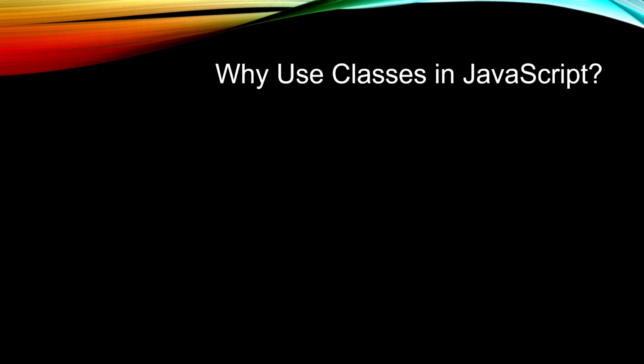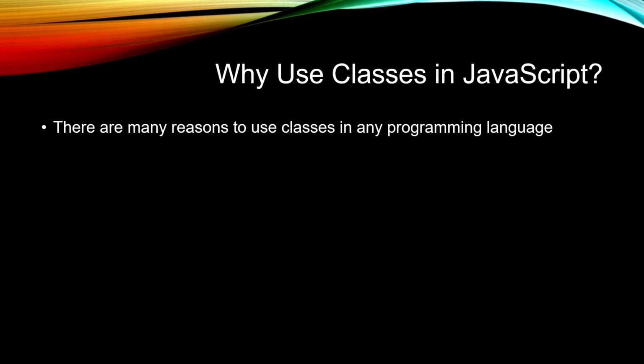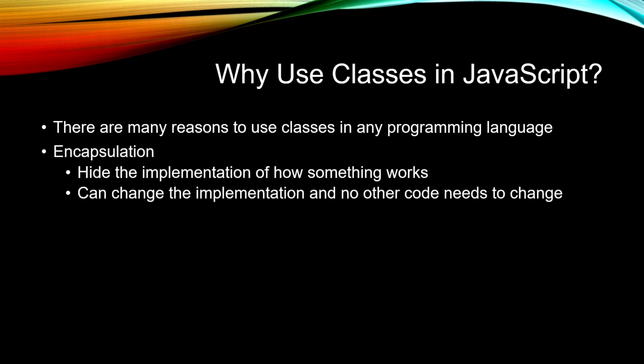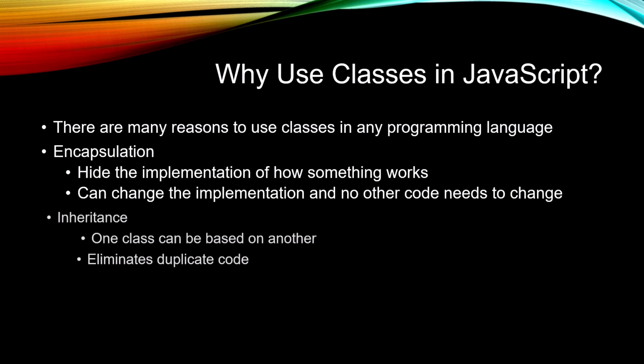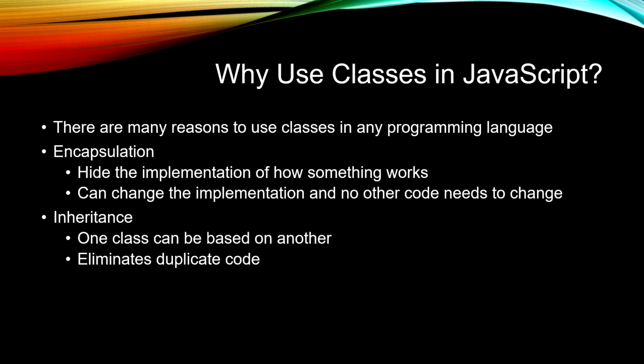So why do we use classes in JavaScript? Well, there are many reasons to use classes in any programming language. For example, encapsulation. This is where you're hiding the implementation of how something works. This allows you to change the implementation, and then any other code outside of this class doesn't even need to know about the change as long as it's still doing the same functionality. Inheritance is a wonderful reason for using classes because one class can be based on another. This eliminates a lot of duplicate code.